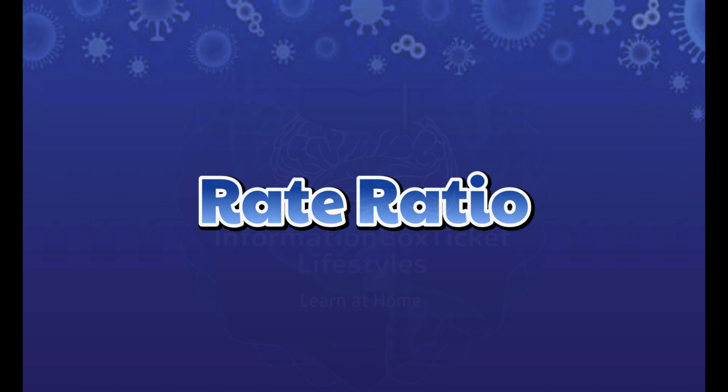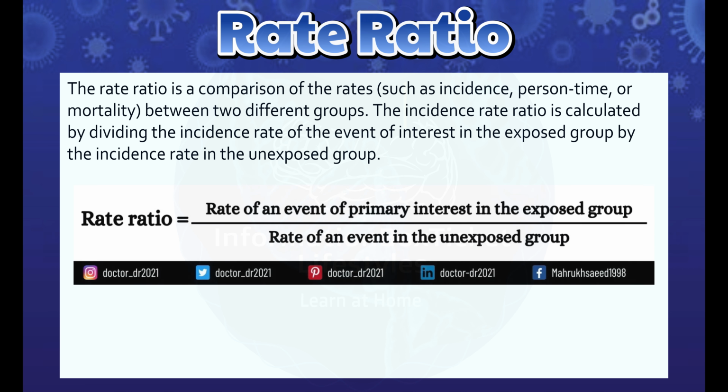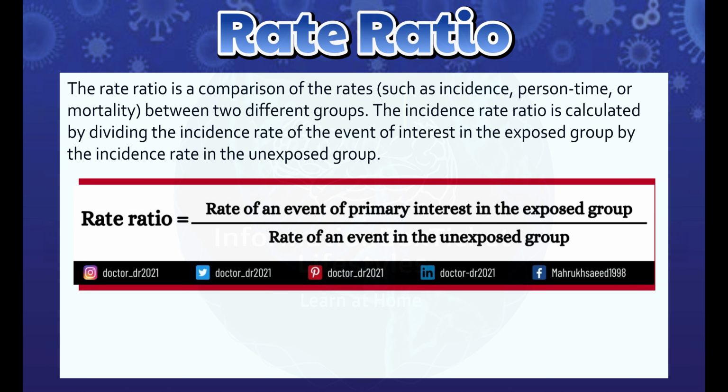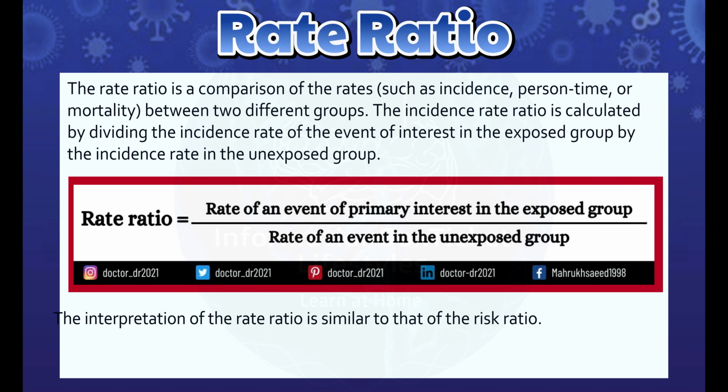Rate ratio. The rate ratio is a comparison of the rates, such as incidence, person time, or mortality, between two different groups. The incidence rate ratio is calculated by dividing the incidence rate of the event of interest in the exposed group by the incidence rate in the unexposed group. Rate ratio formula. The interpretation of the rate ratio is similar to that of the risk ratio.